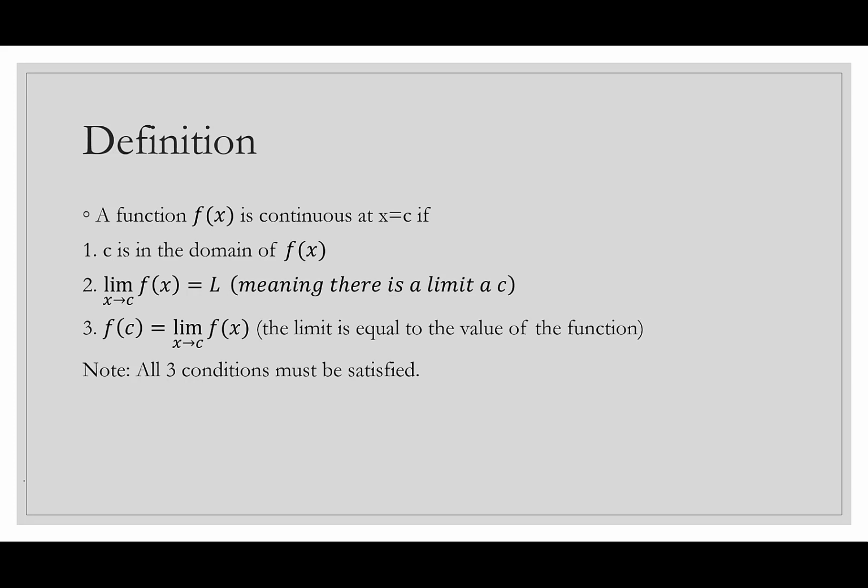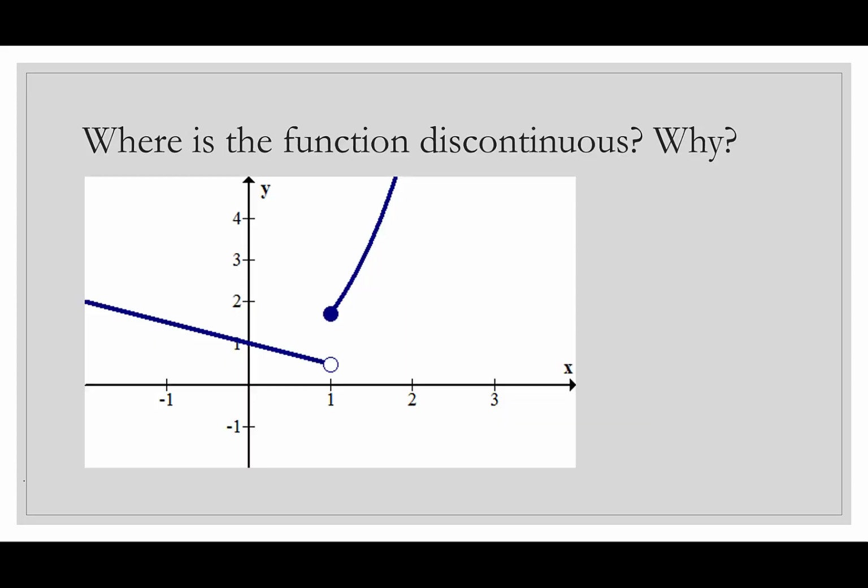Formally, a function f of x is continuous at x equals c if 1, c is in the domain of f of x; 2, the limit as x goes to c of f of x is equal to L, meaning there is a limit when x is equal to c; and 3, f of c is equal to the limit as x goes to c, so the limit has to be equal to the function value. We have to have all three conditions satisfied when x is c for the function to be continuous.